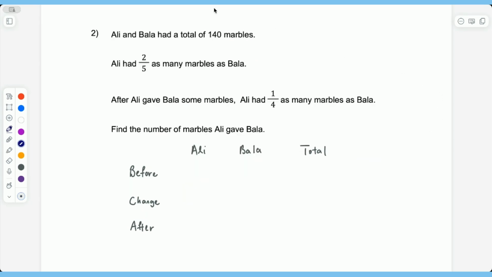Question 2. Ali and Bala had a total of 140 marbles. Ali had 2/5 as many marbles as Bala. Ali has 2 units and Bala 5 units. After Ali gave Bala some marbles, that's the change, Ali had 1/4 as many marbles as Bala. Ali has 1 unit and Bala 4 units. Find the number of marbles Ali gave Bala.